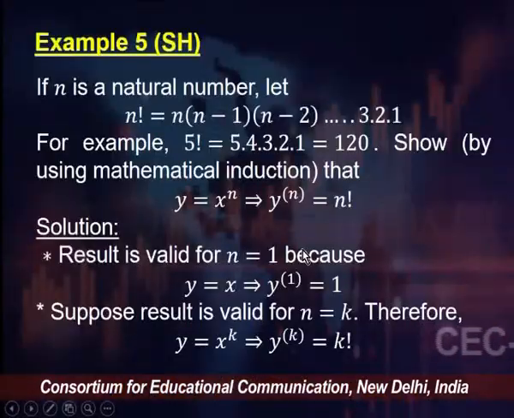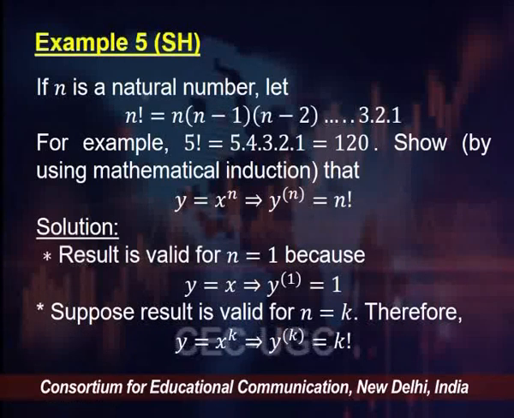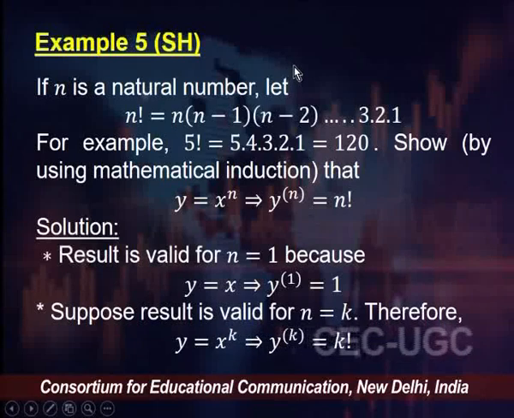Let's do this problem. It's based on the textbook by Sydsaeter and Hammond. It's a pretty interesting problem, so I thought I'll include it in this lecture. This problem says that if n is a natural number, let n factorial, which is nothing but n times n minus 1 times n minus 2 and so on till 3 times 2 times 1.